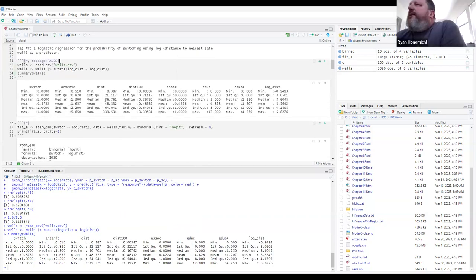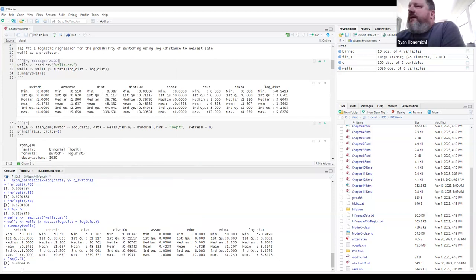By the way, when it says log, that's the natural log, right? That's a good question. I think so, because I remember reading that. Yeah, it is natural log, because everything works nicer when it's a natural log. Derivatives work out nicer and everything. So here's all the different variables in there.